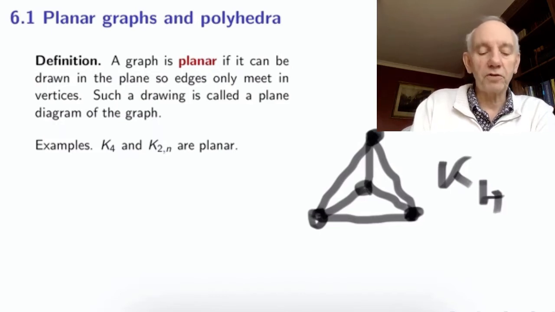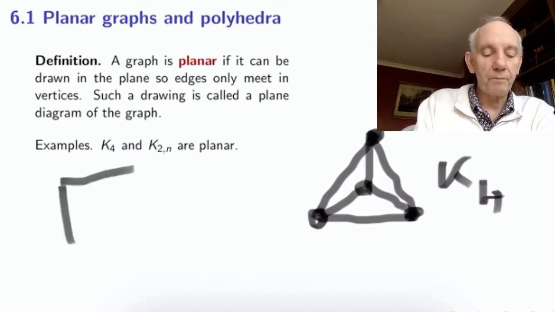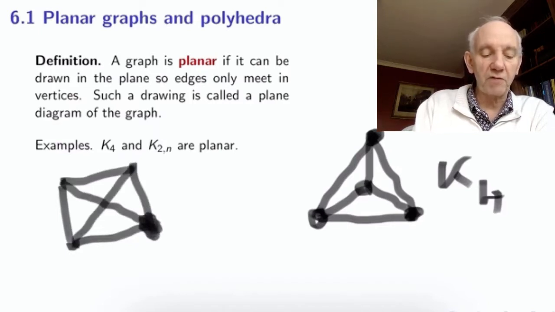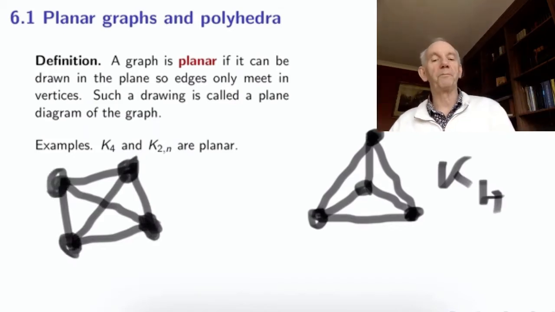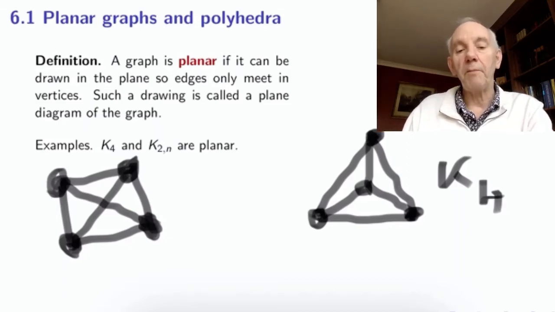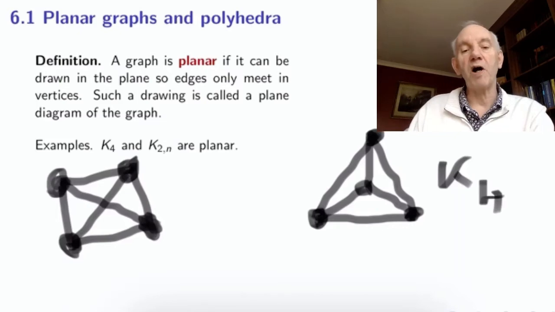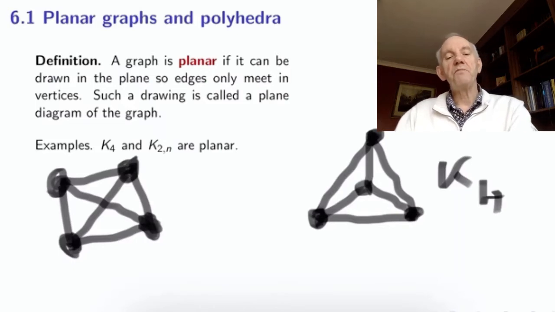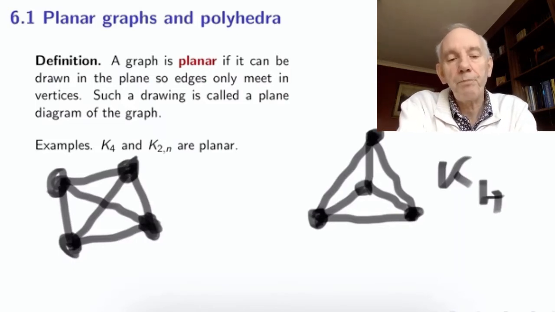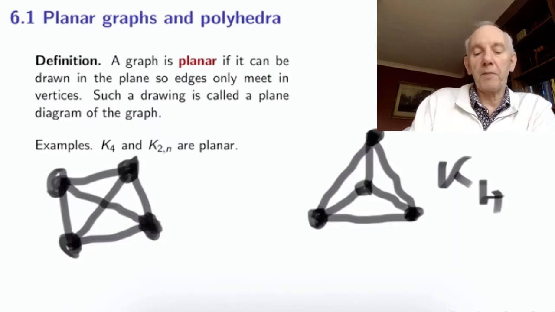But you can also draw K4 as a square with diagonals, but in this drawing, the crossing of the diagonals is not a vertex. So that's what I called an unauthorized crossing. That's also K4, but only the one on the right is the plane diagram of K4. Once you go to K5, the complete graph is no longer planar. Similarly, K2n, for any n, is a planar graph. There's a picture of K211 on the Keats page. But as soon as you go to K33, it's no longer planar.